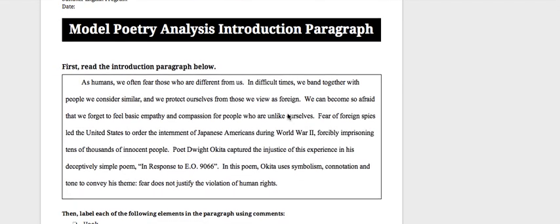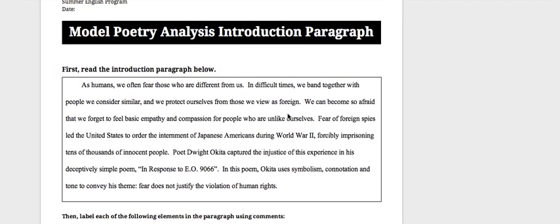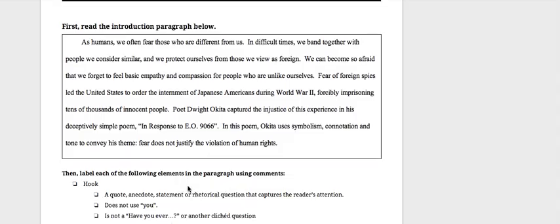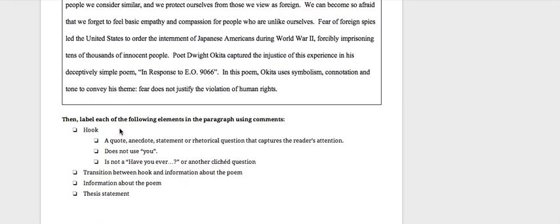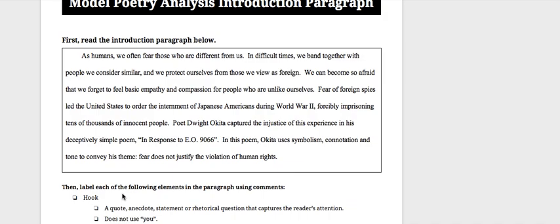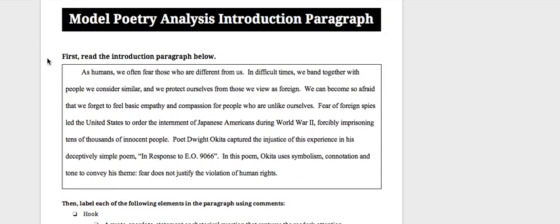Before watching this video, make sure that you've completed the handout. You should have read this paragraph and labeled each of these elements in the paragraph: the hook, the transition, the information about the poem, and the thesis statement. If you haven't done so yet, please pause the video and complete the handout before continuing.